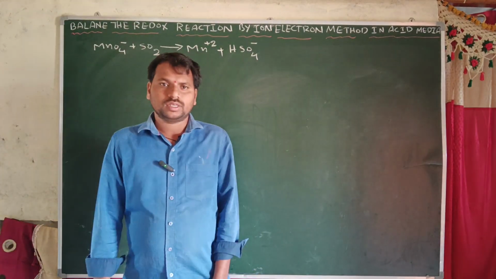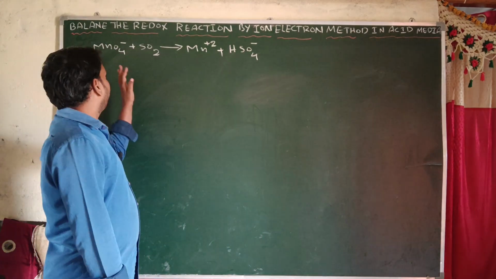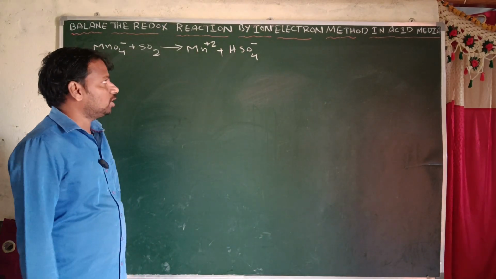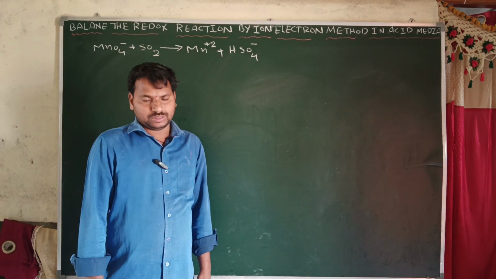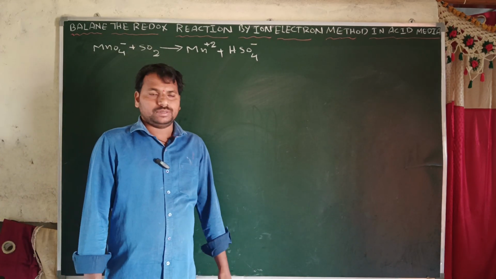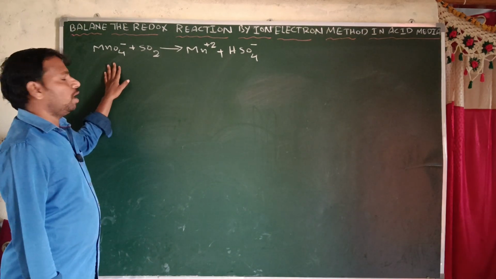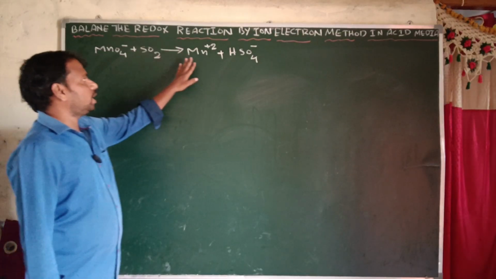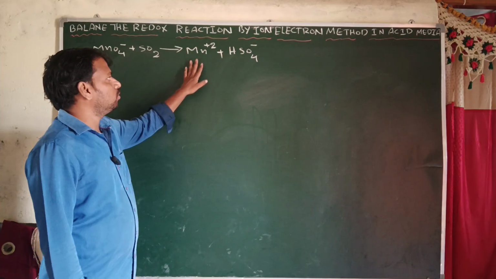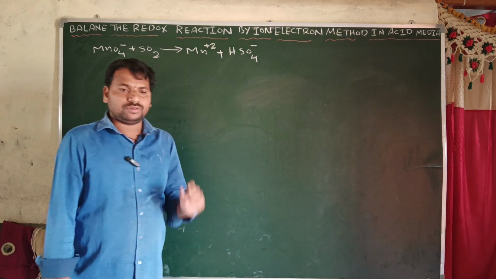Good morning, students. Today we are going to discuss balancing the redox reaction by the ion electron method in acid medium. Here I am taking one reaction: permanganate anion plus sulfur dioxide gives rise to Mn2+ plus bisulfate anion.